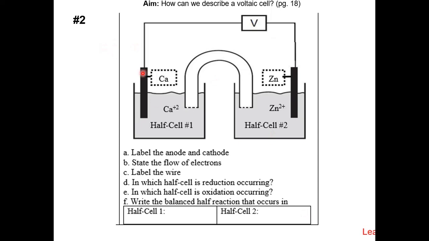For question 2, we're first going to label the anode and the cathode. According to table J, calcium is more active than zinc, so calcium is the anode and zinc will be the cathode. Electrons flow from calcium to zinc. The wire is over here.